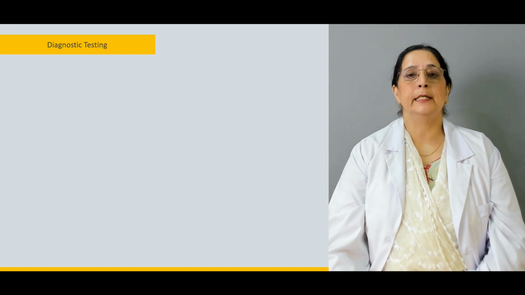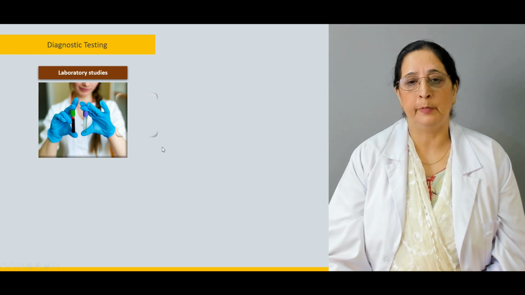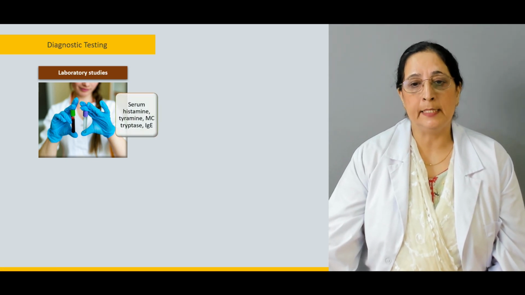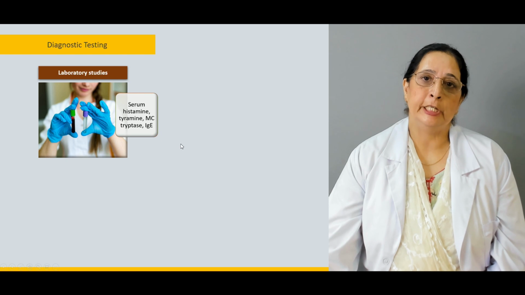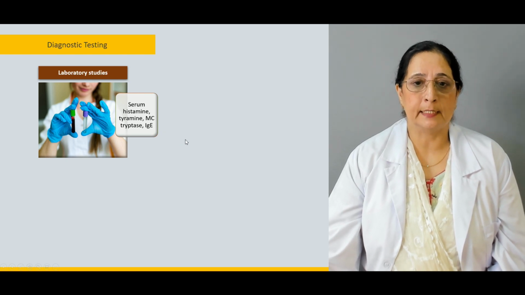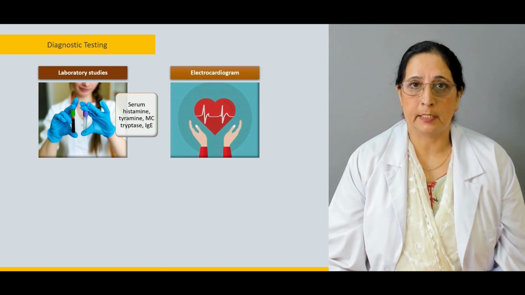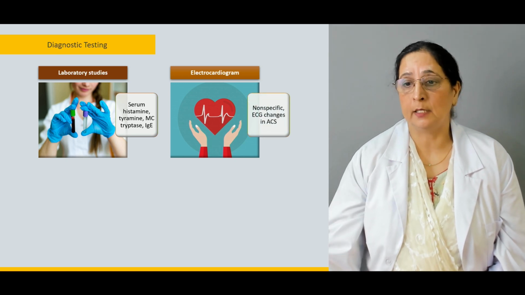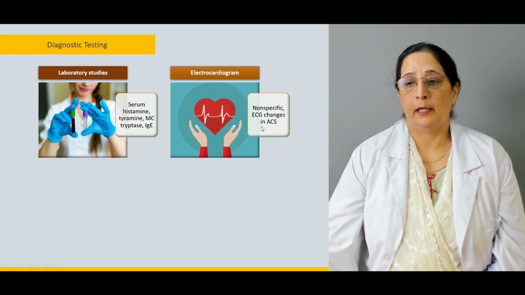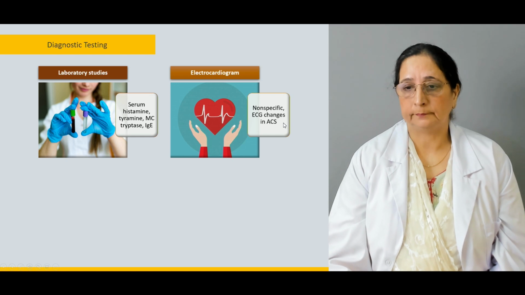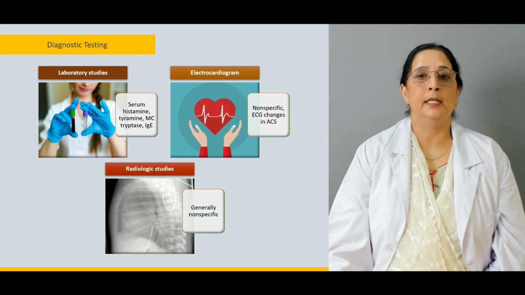Now the diagnostic testing. We have the lab studies. What needs to be performed is serum histamine, tyramine, MC tryptase, and IgE levels. Very important, all these tests need to be done. Electrocardiogram is another diagnostic test, showing some dysrhythmias and non-specific ECG changes in acute cardiac condition. Radiologic studies are again generally non-specific.